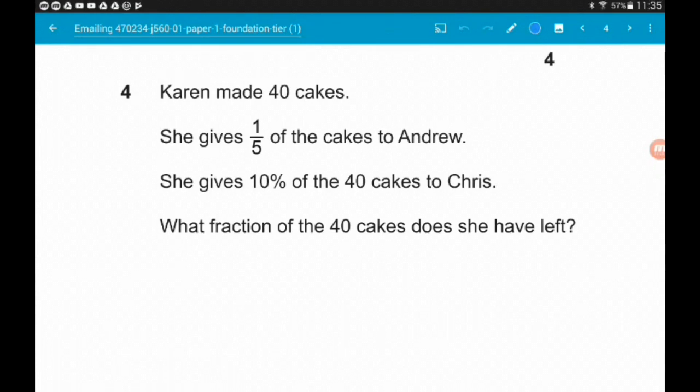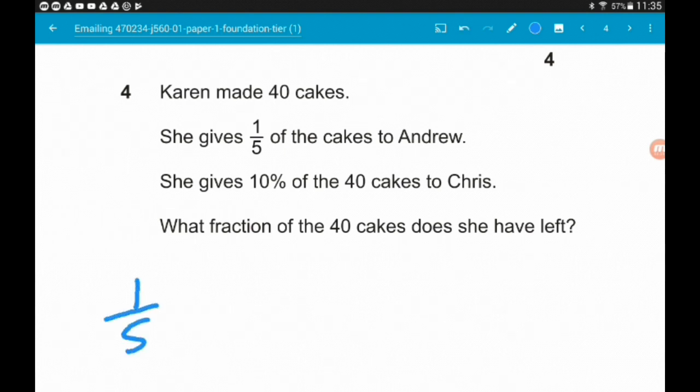Okay, question 4. Karen makes 40 cakes. She gives 1/5 of the cakes to Andrew. She gives 10% of the 40 cakes to Chris. What fraction of the 40 cakes does she have left? We need to work out how many she's given away, and your calculator can do this.